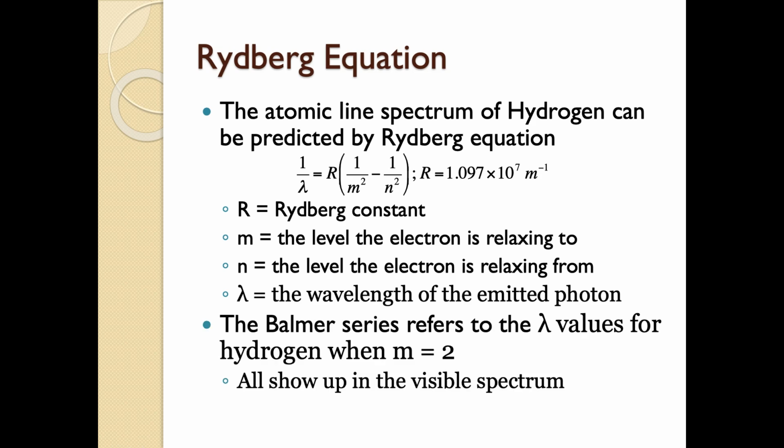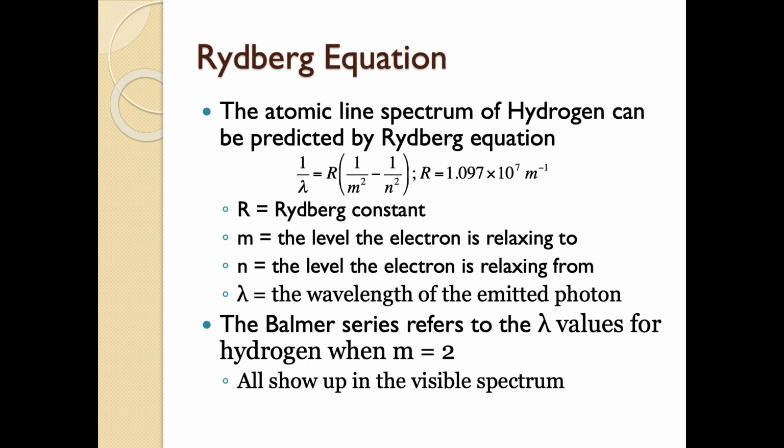In the case of hydrogen in particular, for all of the lines in the hydrogen series that we can visually see, it turns out that the M for all of them is 2. And then we have different N values where N can be 3 or 4 or 5 or 6. And so the transition from the 3 to 2 energy level, or the 4 to 2, or 5 to 2, those all produce lines that we can see in the visible range. We refer to that as the Balmer series for hydrogen.